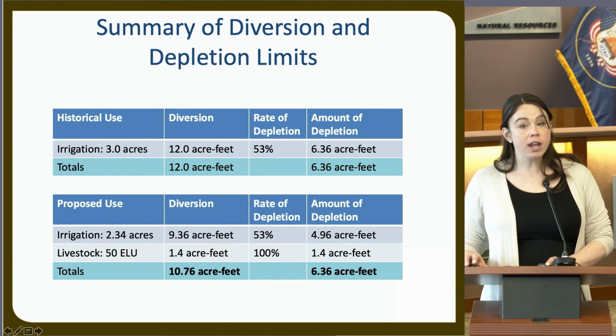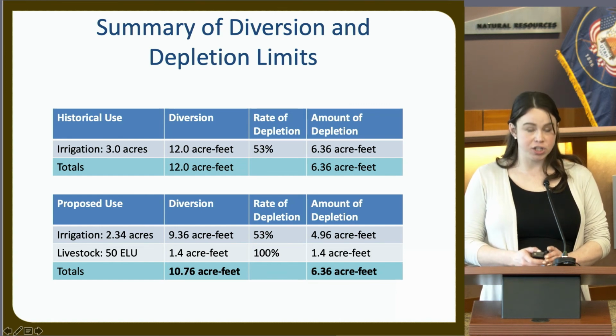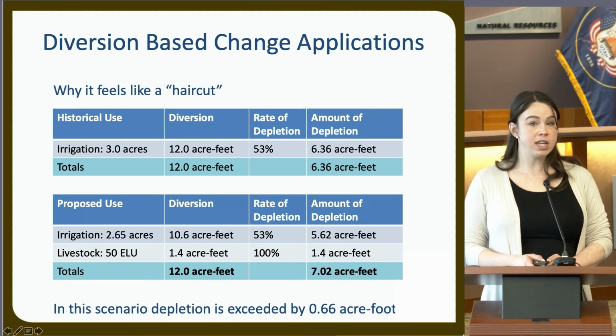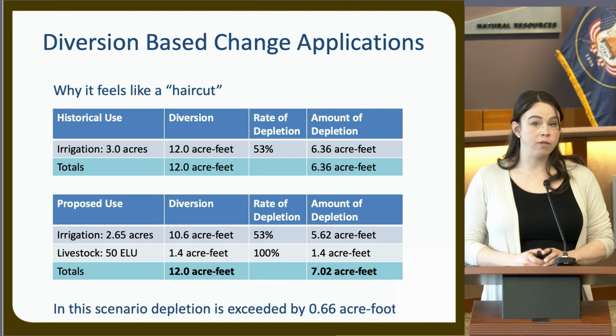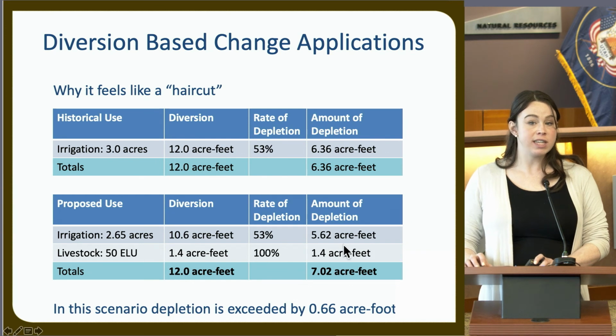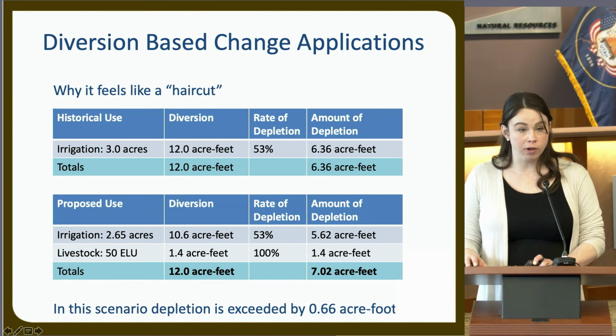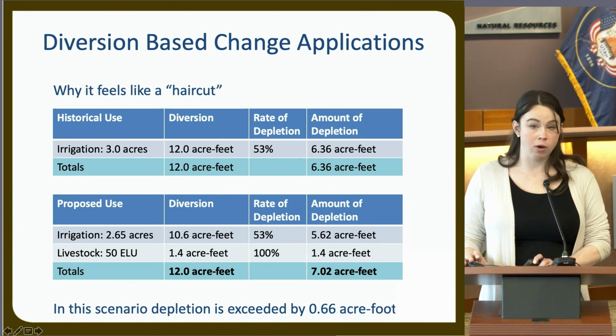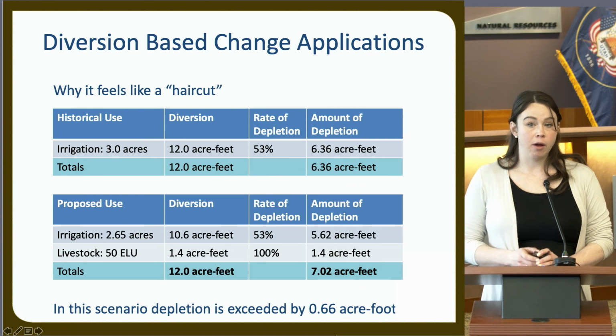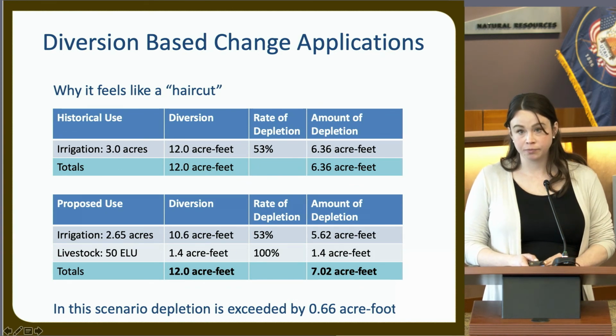If he had not accounted for the depletion rate, and he would have continued to divert the 12 acre feet, you can see that now 7.02 acre feet would be being depleted from the system, which means he's exceeded his historic depletion by 0.66 acre feet. Over time, if everyone were doing that, the water in our water system would disappear.